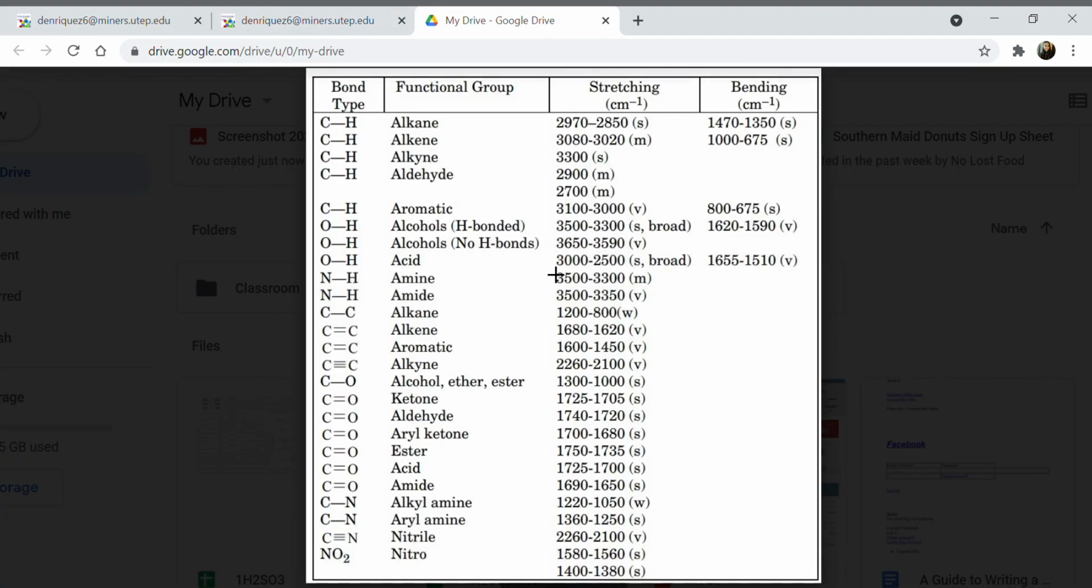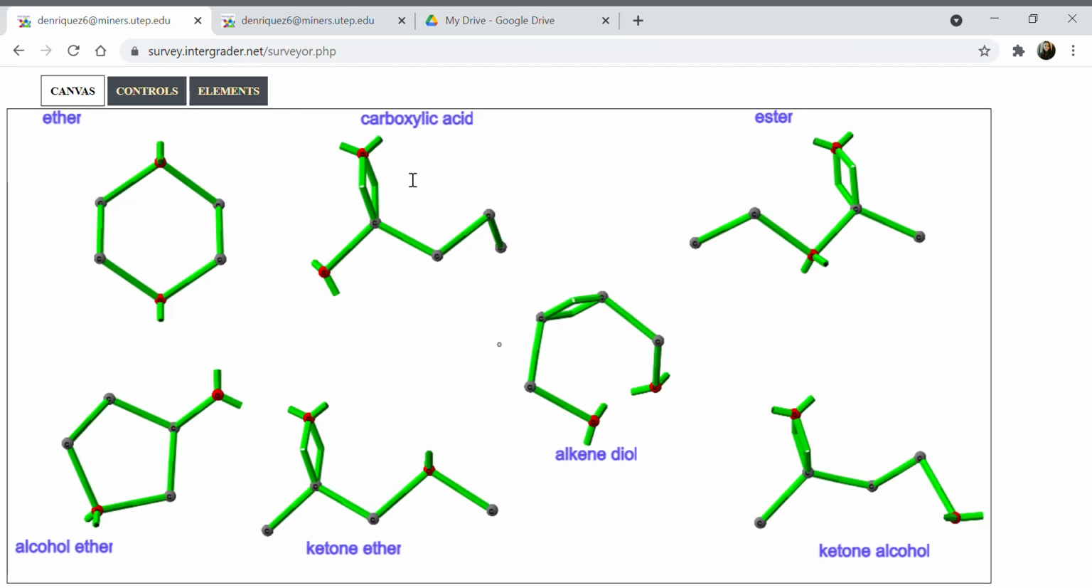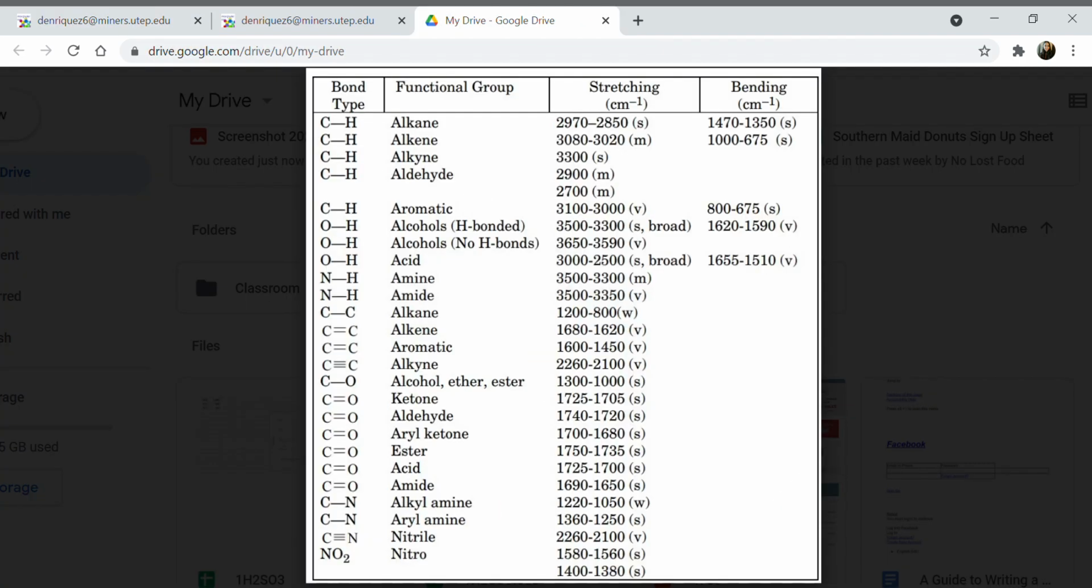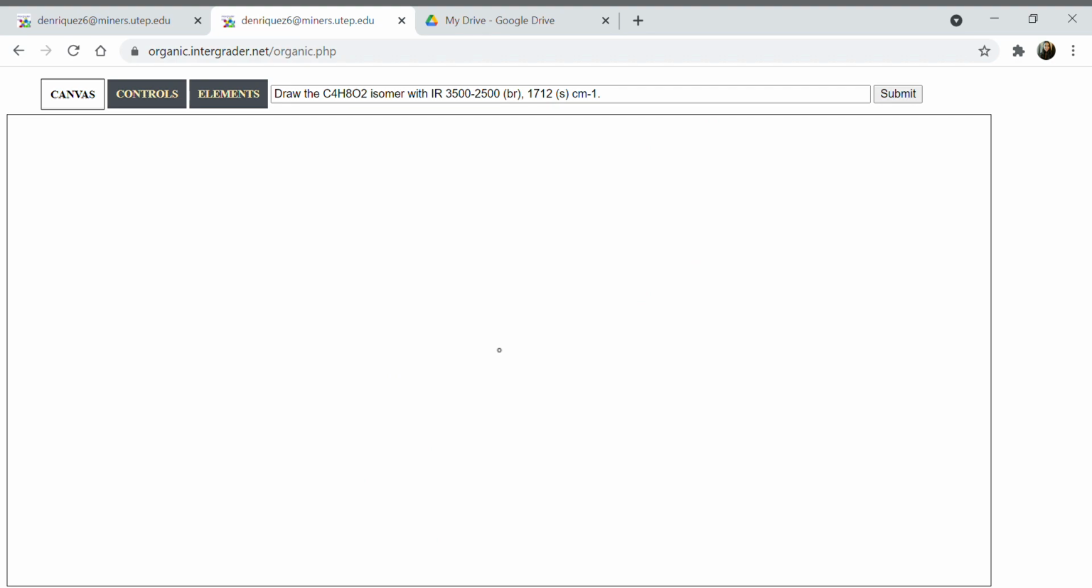Okay, I'm going to look for the 3500 to 2500 BR. And I'm going to assume this one because it goes all the way down to 3500, whereas this one only has a small amount of range. So it's an acid. So I'm already thinking that it's going to be my carboxylic acid. So I'll just go ahead and do that already. Save some time.